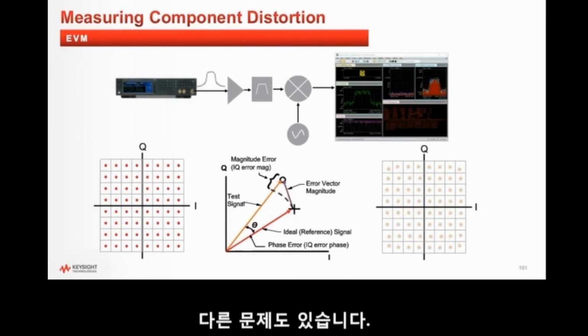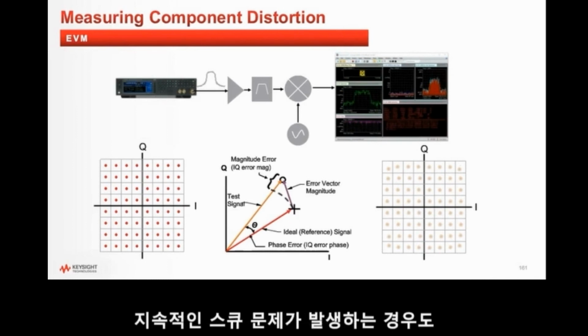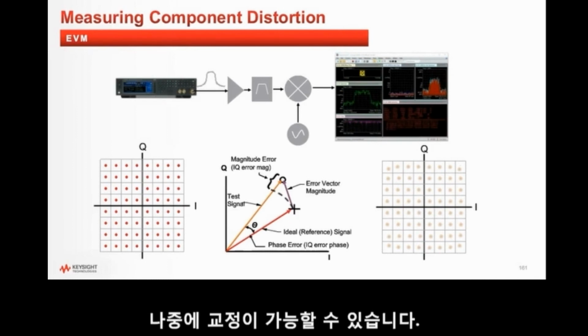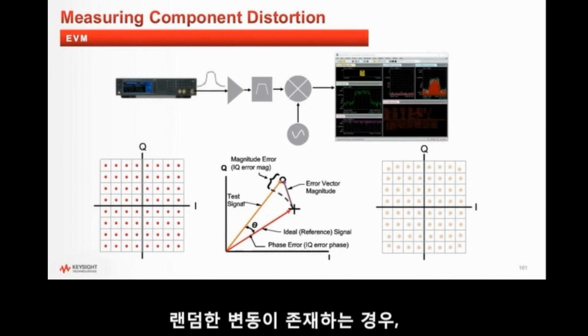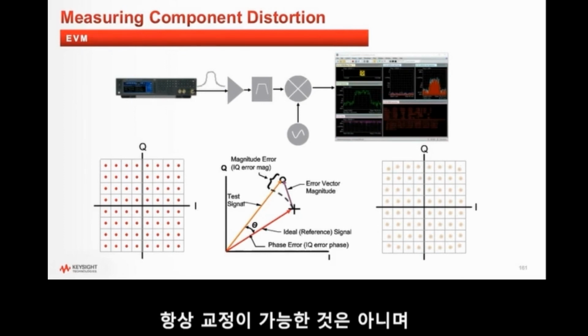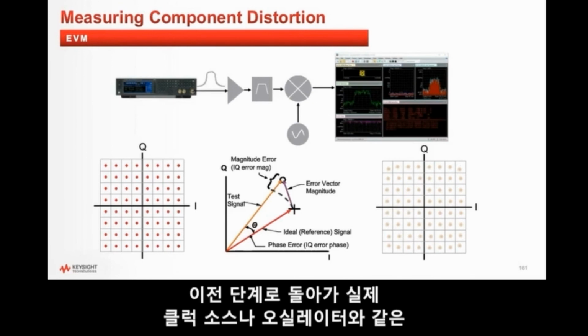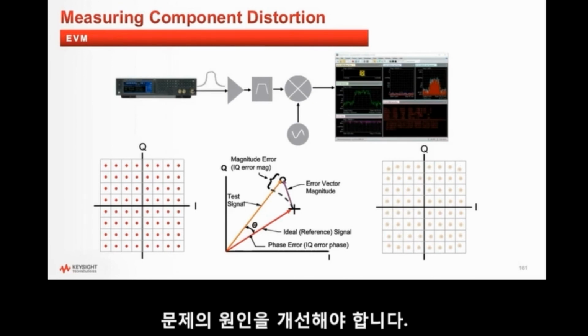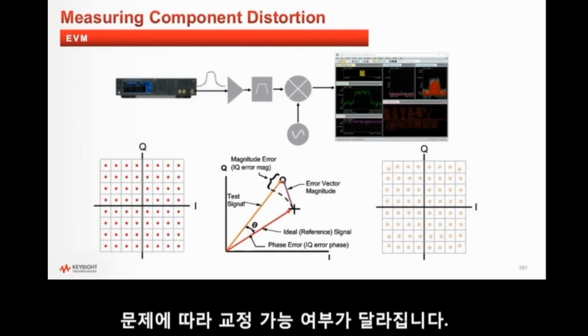Other things, if it's a skew and it's constant, you might be able to correct for that as well after the fact. But if it's a random variation, if it's jumping all around, jittering a lot, those things you can't always correct for. You have to go back and improve the actual clock source or the oscillator or whatever is causing that problem. So it's highly dependent on what's wrong.